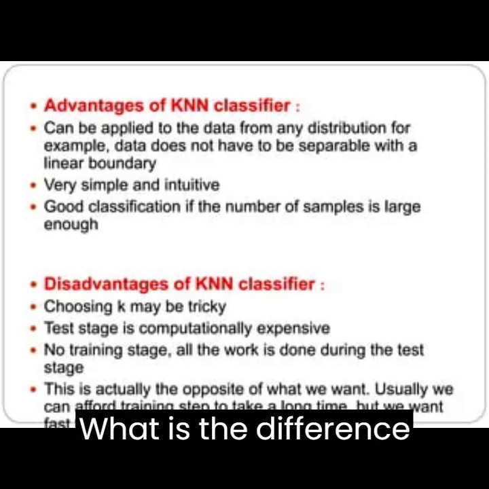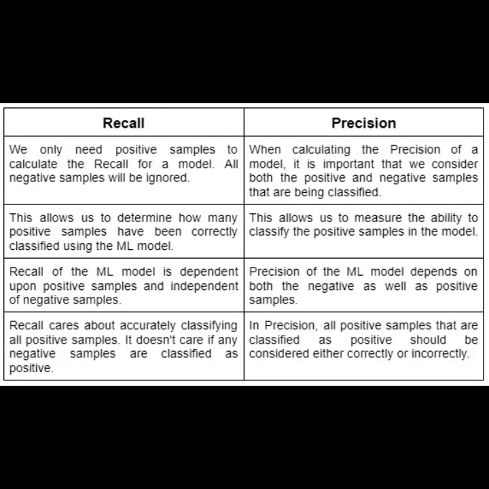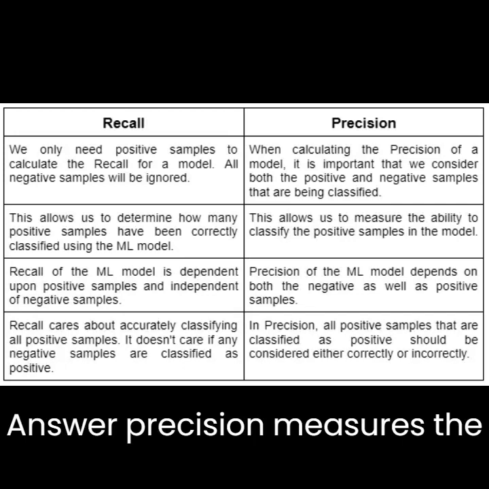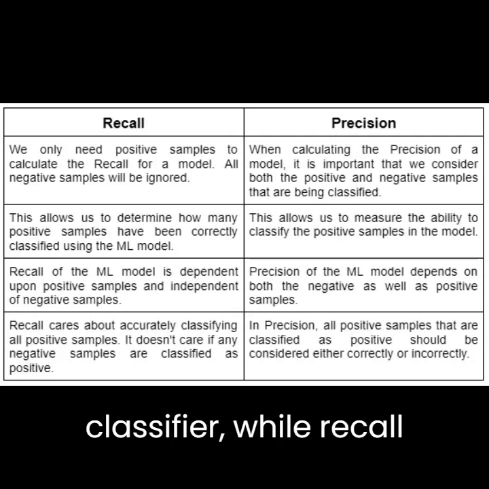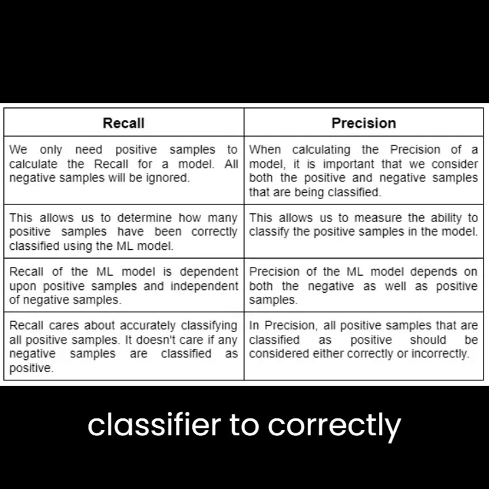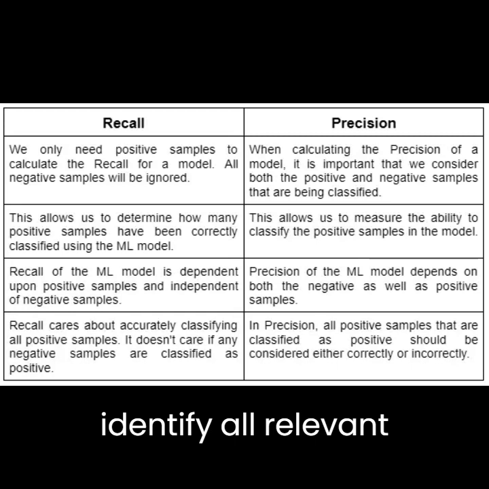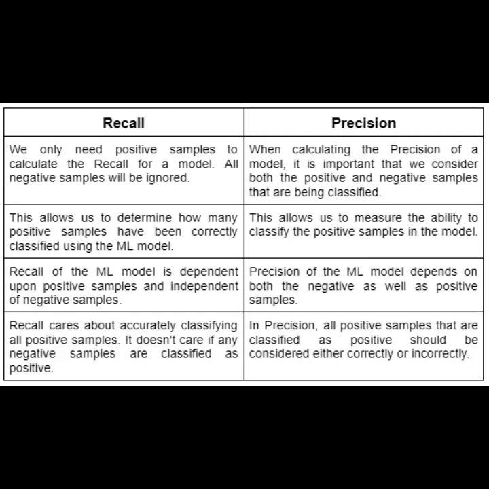15. What is the difference between precision and recall? Answer. Precision measures the accuracy of positive predictions made by a classifier, while recall measures the ability of the classifier to correctly identify all relevant instances in the dataset.